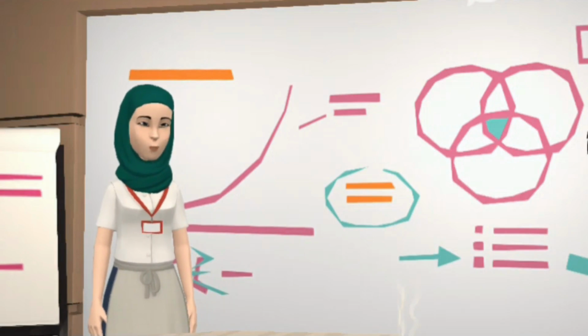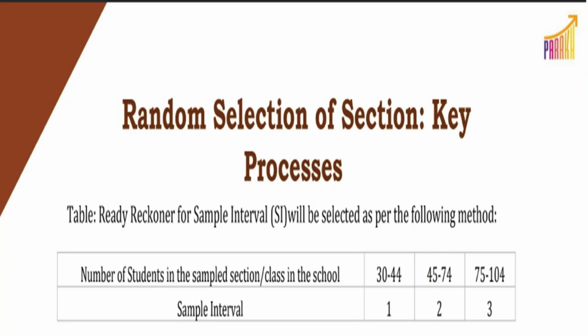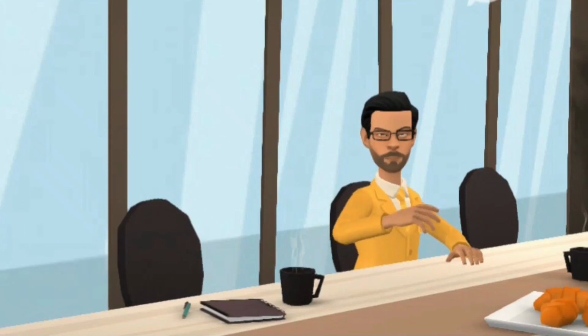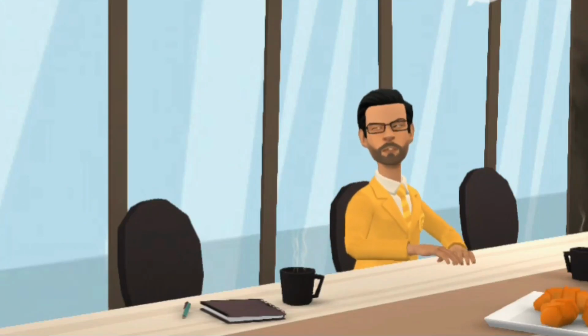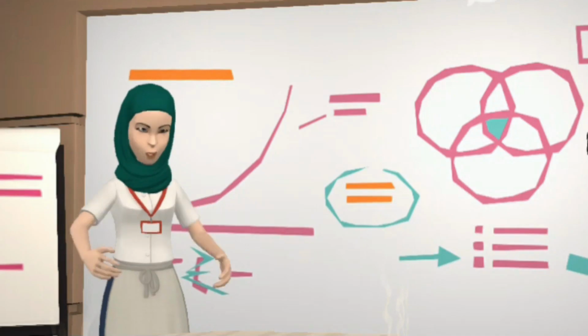If the roll is between 30 and 44, the sampling interval is 1. If the roll is between 45 and 74, the interval is 2. And if the roll is between 75 and 104, the interval is 3. That makes it much easier. Thanks for explaining it so simply. You're welcome, sir.